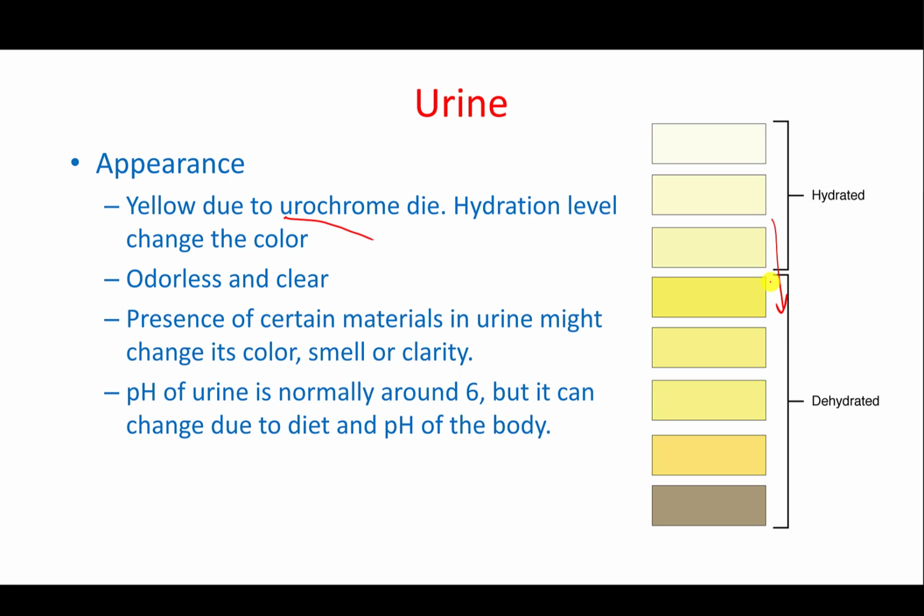Urine would appear a little bit yellowish due to a dye called urochrome, and the color of the urine will change with the hydration. As far as we get dehydrated, there are higher levels of the yellow color within the urine. Usually it should not give any smell, and it's clear, not cloudy, and of course there should not be any blood. The pH of the urine is around 6, but it can change because of the diet of the body.